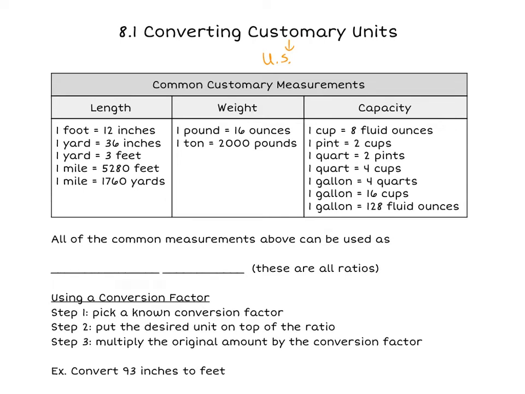So you'll see there's this chart here at the top that has all these different ratios in there. So 1 pound equals 16 ounces, or 1 quart equals 4 cups. All things that we can use to help figure out, maybe we have 10 cups of something and want to know how many ounces that is, and we can use these customary measurements we have there. So all of the common measurements above, so these are very common ones you see, can be used as what we call conversion factors.